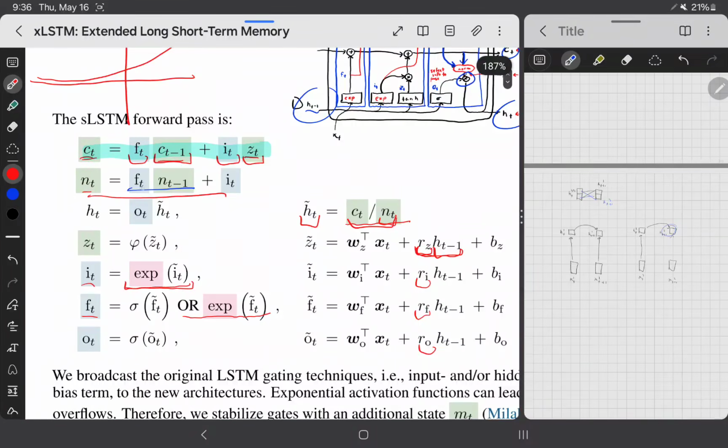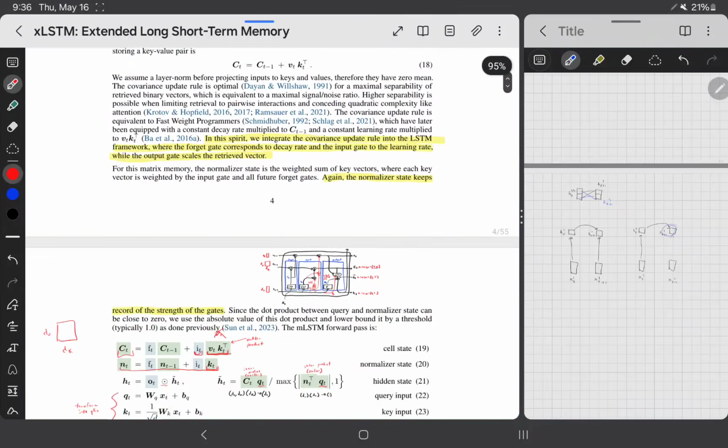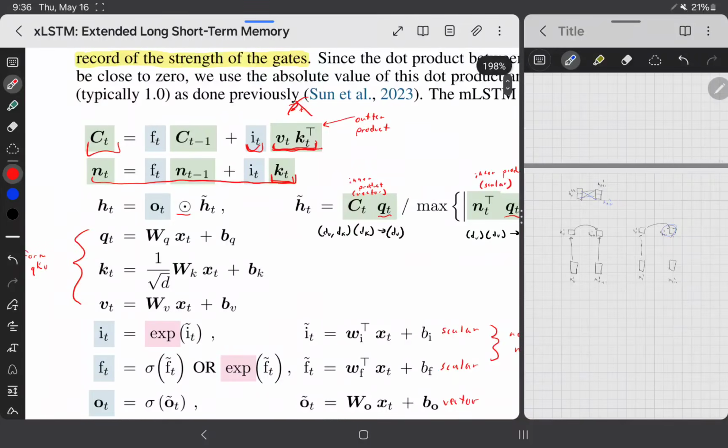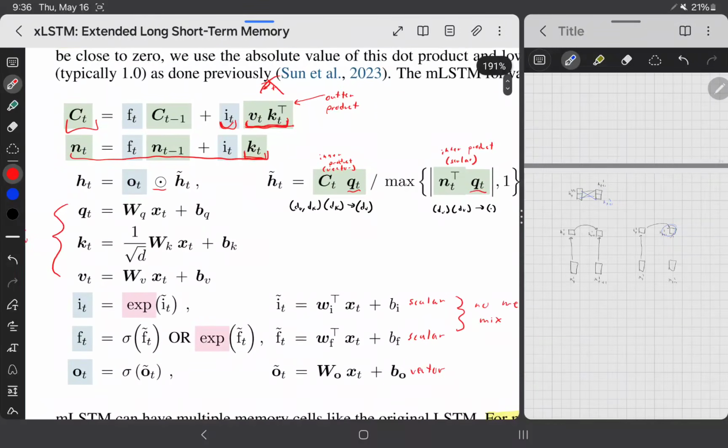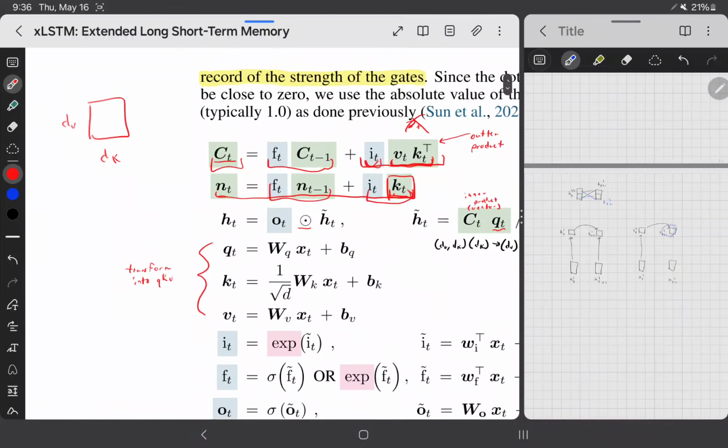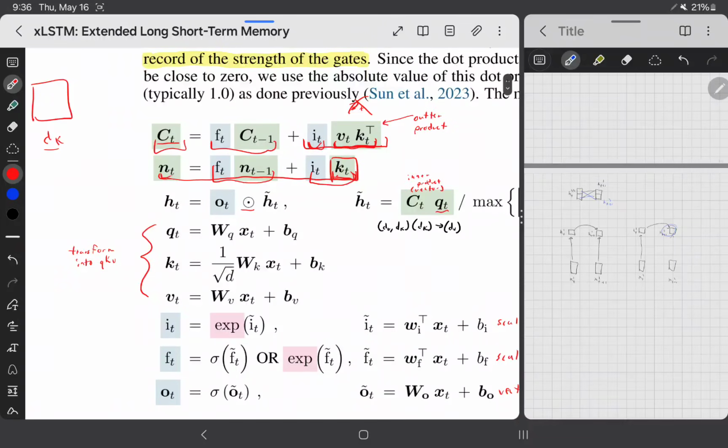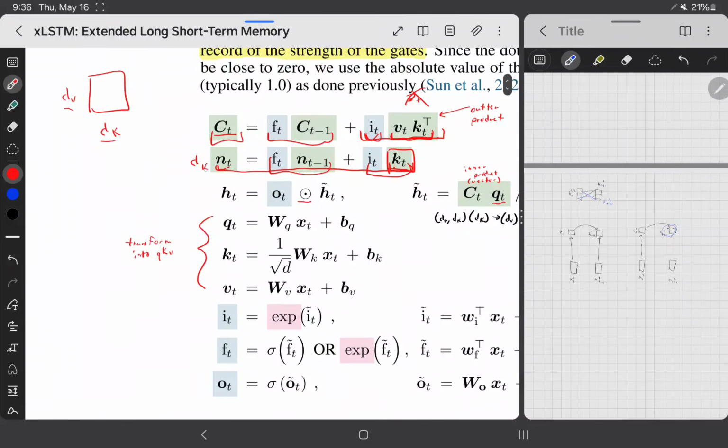So instead of you just normalizing by f and I, you also need k here because we're doing this matrix operation here. And if you write it out, it also becomes stable again. So these are the two additions you're making to the hidden states. Basically, C sub t becomes a matrix, and nt becomes a vector, because this here is a vector. So you're just adding a vector to a vector, and this is adding a matrix to a matrix, where the matrix is dv by dk, and the vector is just going to be dk.